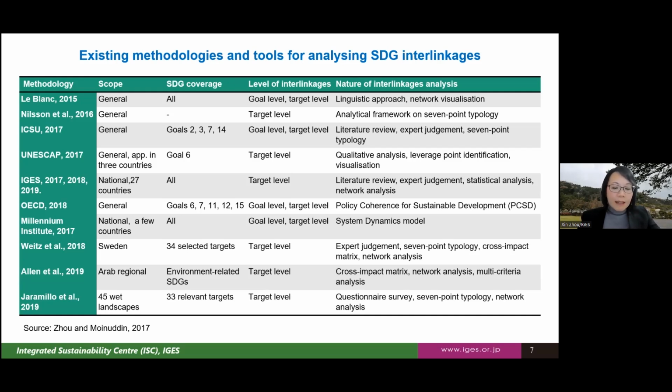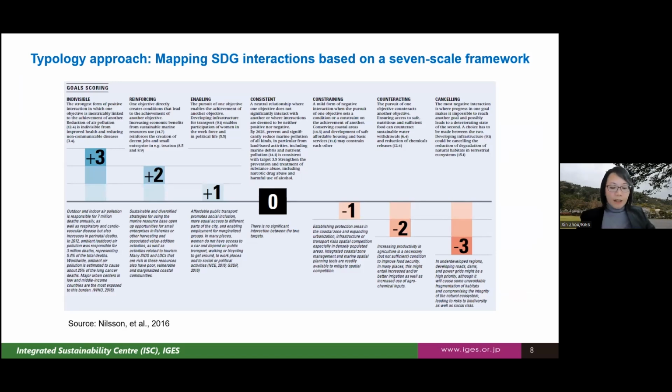For the analysis of the interlinkages, various methodologies were used, including expert opinions, literature review, statistical analysis, network analysis, and system modeling. One of the pioneering works, conducted by Nelson and others at the Stockholm Environment Institute and published in Nature in 2016, tried to articulate different types of SDG interactions and developed a typology with 7 scales, ranging from +3, the indivisible, to -3, canceling effects.